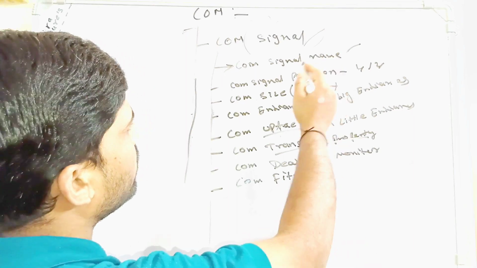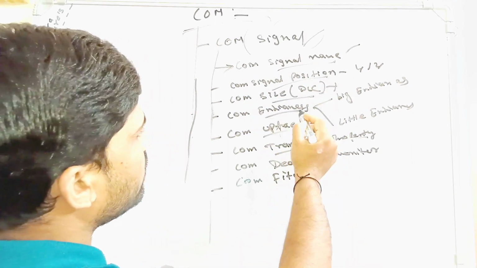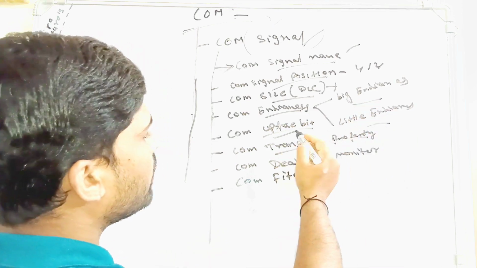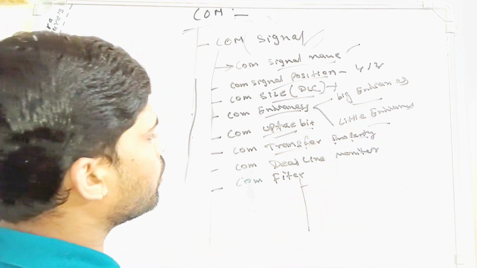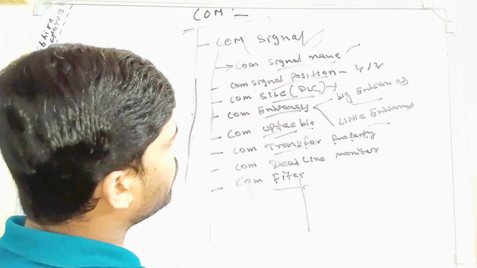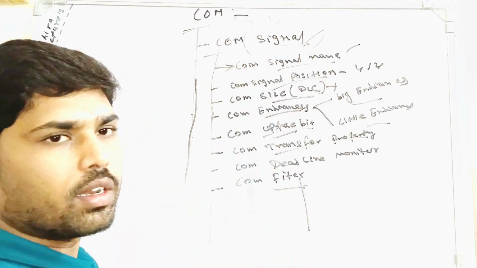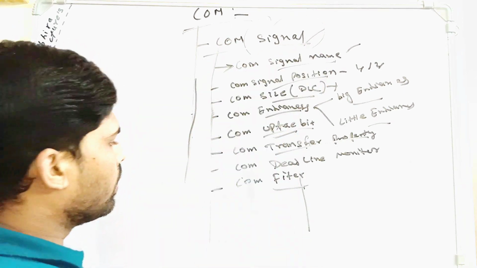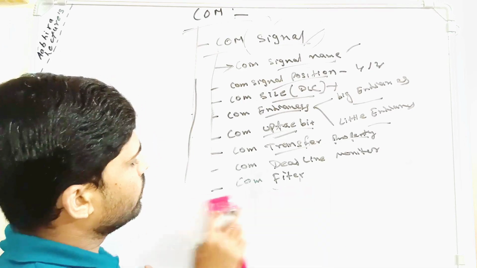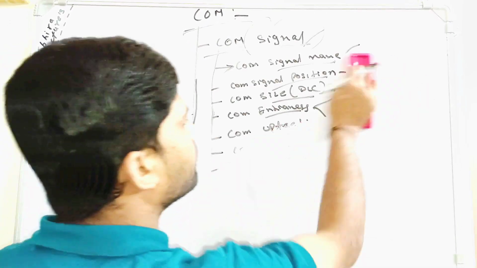Once again: COM signal name we have to configure, signal position, DLC, endianness, whether it is big endian or little endian, update bits, transfer property and deadline monitor, and the filter algorithm we have to configure. So these are the parameters which we have to configure in the COM signal. Next we will see COM signal group.